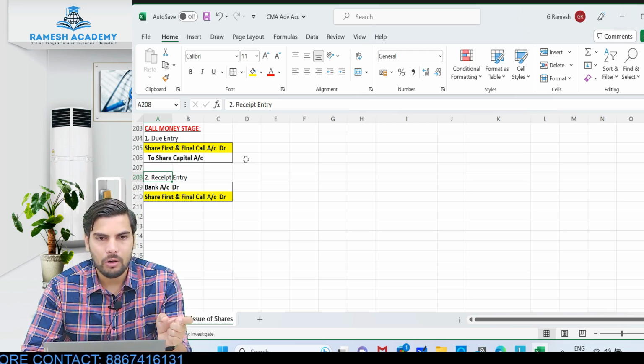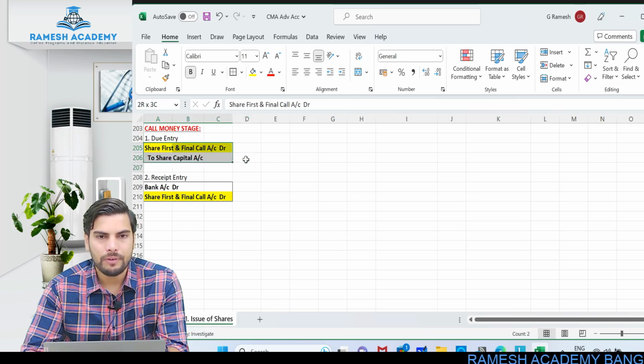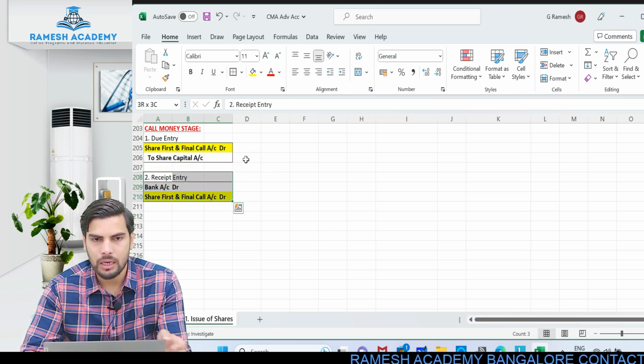So, share allotment account debit to share capital. When I actually receive this amount, bank account debit to share allotment account. Same entry over here. So the due entry will be what? Share first and final call account debit to share capital. And what would be the receipt entry? The receipt entry will be bank account debit to share first and final call.